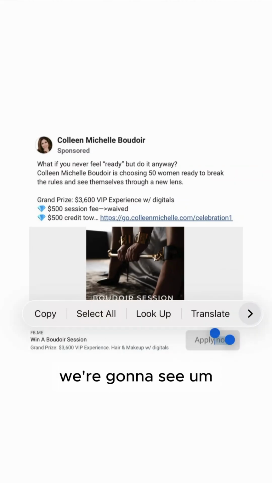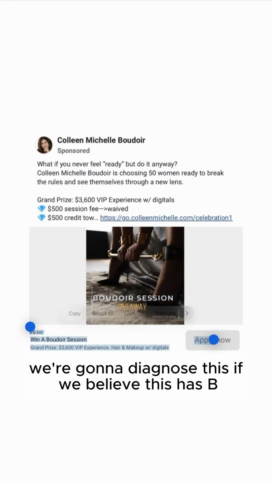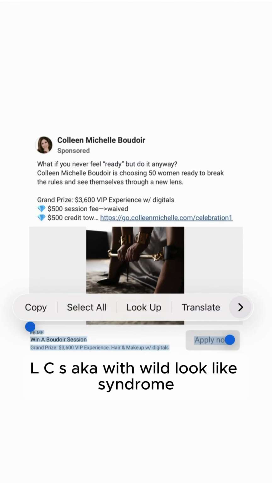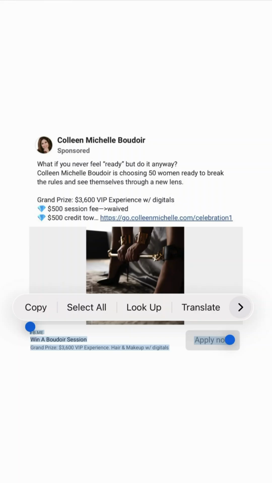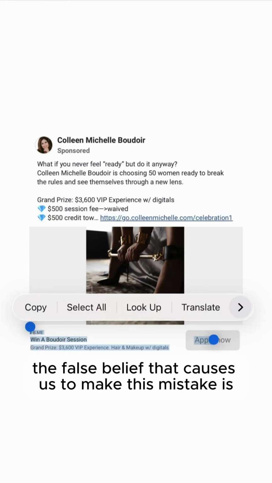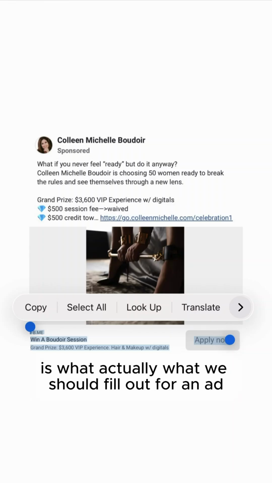All right, so now we're coming here. We're going to see, all right, we're going to diagnose if we believe this has BLCS, aka Boudoir low click syndrome. So I'm seeing the below creative cluster mistake here. The false belief that caused us to make this mistake is we're trusting what Facebook recommends us to fill out is what we should fill out for an ad.